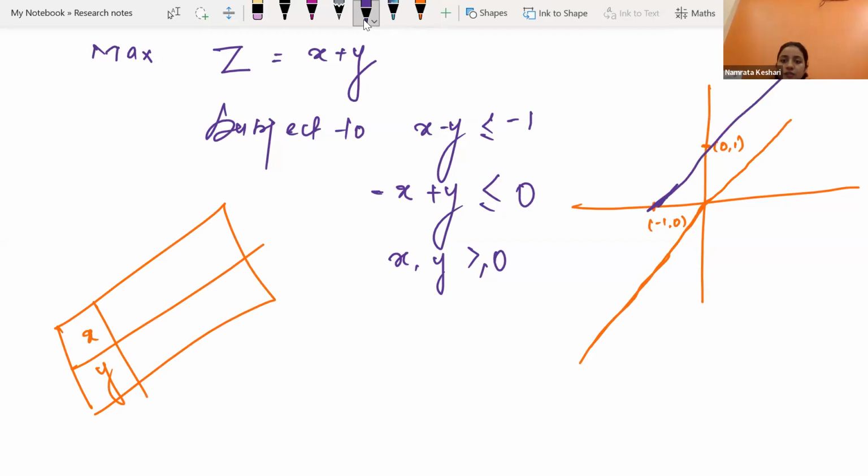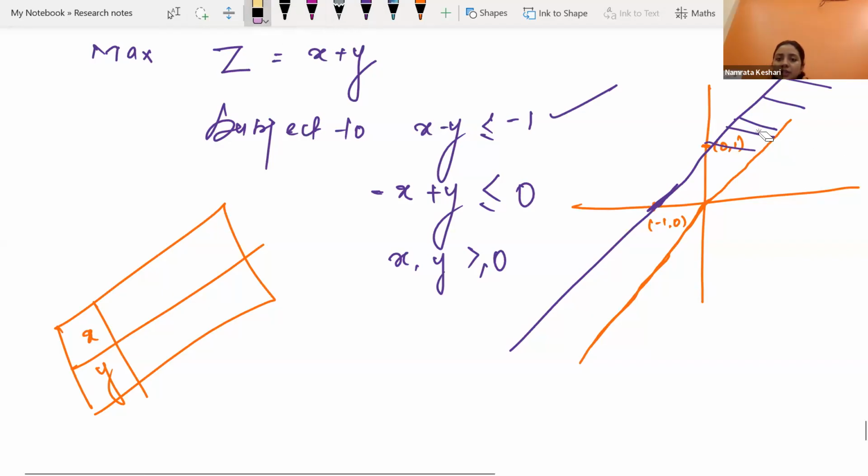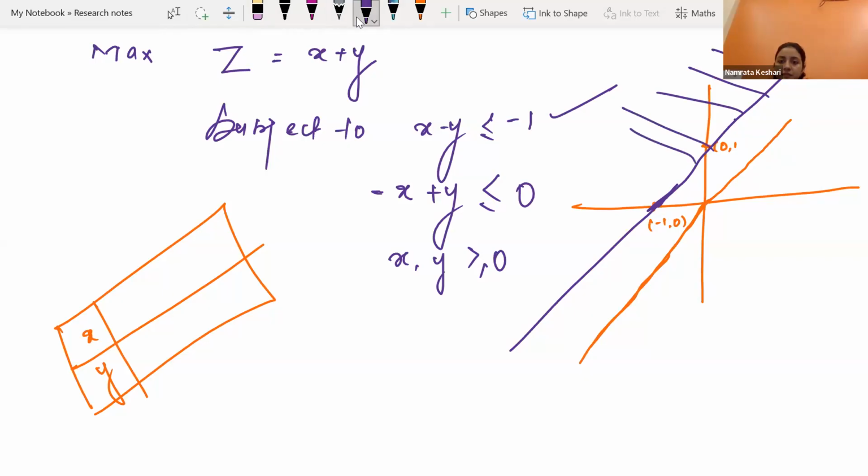Okay, so previously this was the line. Both are solid lines. Now we need to check which one is the shaded portion. For the first one, 0, 0 is smaller or equals to, so this part. 0 is smaller than minus 1 is not true, so the other part is not satisfying, right, Annapurna? Yes. And for the other one, 0, 0 is of course satisfying.